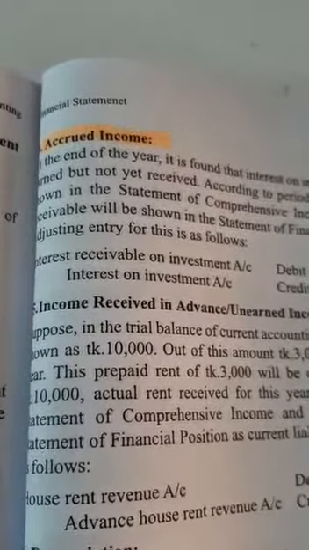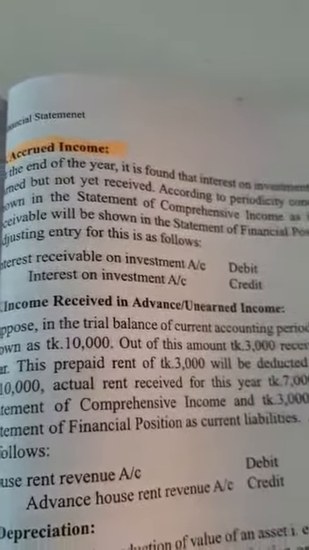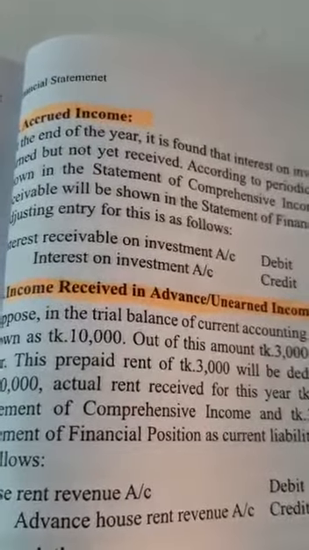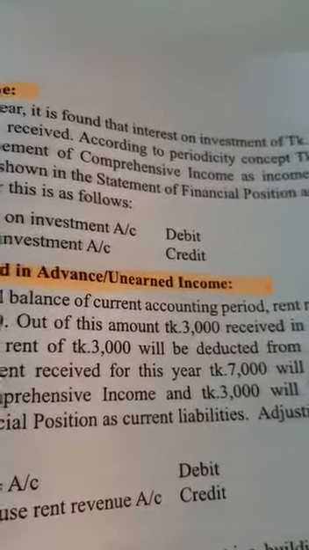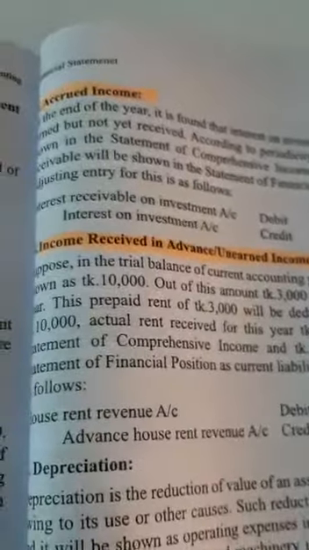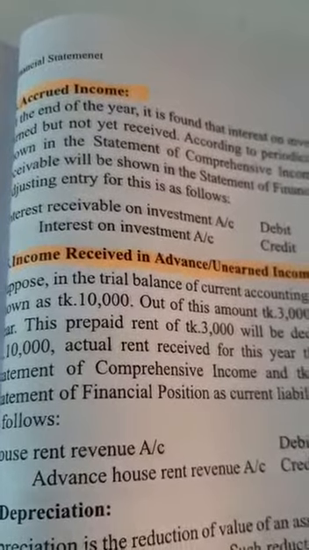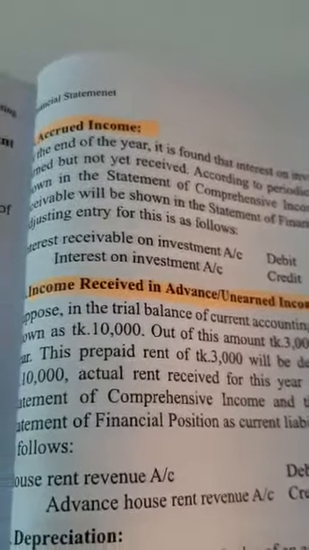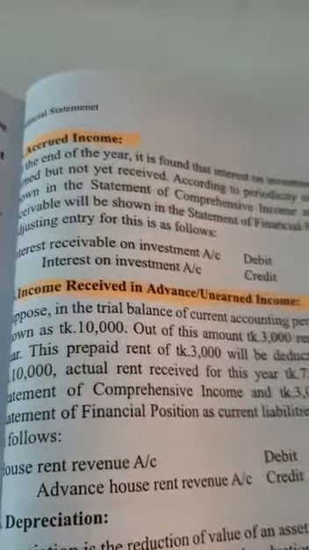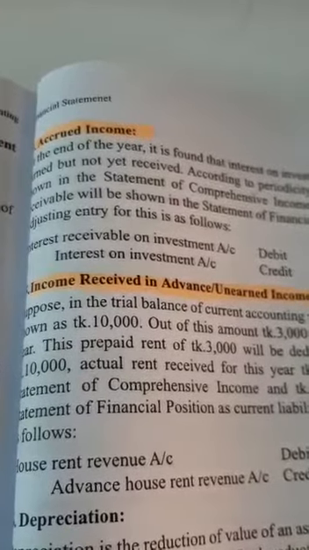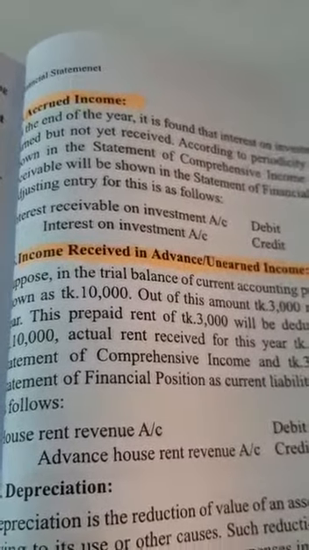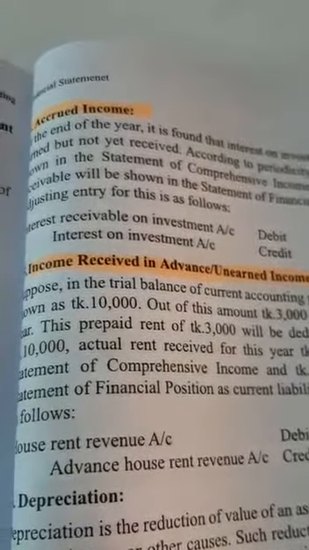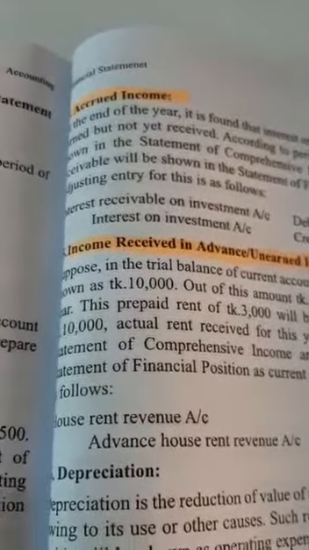Then income received in advance or unearned revenue. Income received in advance, the other name for this is unearned income. That is, we already received the money but we didn't earn it yet. So this is advance. From the related income, we will minus it in the comprehensive income statement. Again it will be shown in the current liability.